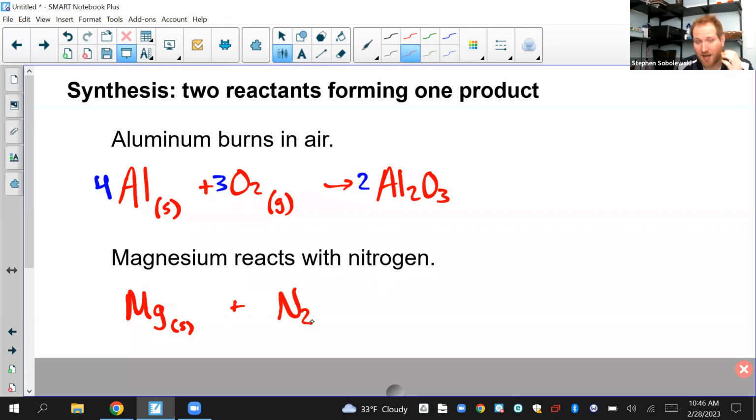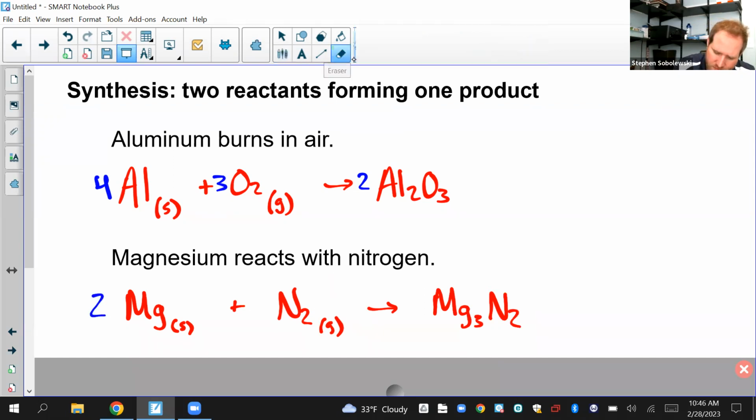Don't forget your diatomics, or what I call the Brinkelhoffs. N is one of them. So when I have nitrogen by itself, it pairs up. It's going to be a gas. So these are going to come together to form magnesium nitride. And when you work out the formula for that, Mg2+, N3-, crisscross the 3 and the 2, gives us Mg3N2. And it looks like to balance, we just need a 3 there.